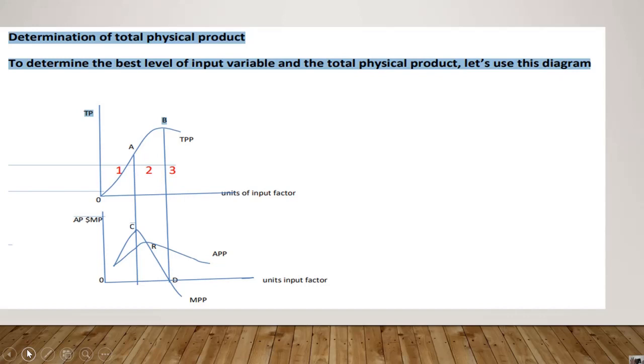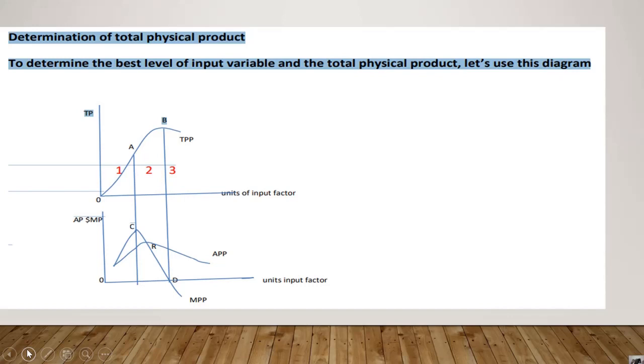Secondly, we have categorized this graph in phases A, B, C, R, D: from 0 to A, from A to B, and then lower, from 0 to C, from C to R, and from R to D. This is how we are going to categorize our relationship as we explain down the slides. The first table looks at the relationship between units of input factors vis-a-vis total product. When you look at our TPP curve, it is from 0 to A.